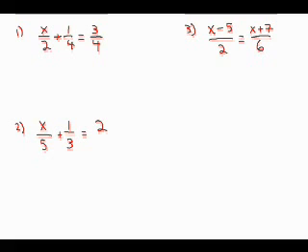Alright, let's take a look at the first one. So with the first one, our first goal here is to get a common denominator, and hopefully you realize the lowest common denominator here is 4. So we need to make it so that all of the denominators are 4.